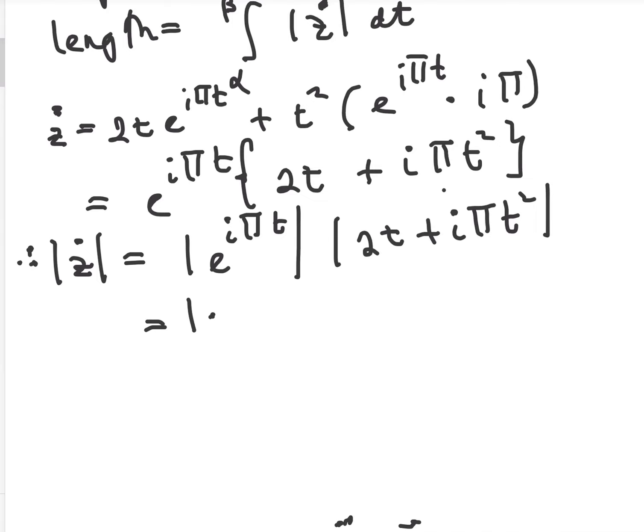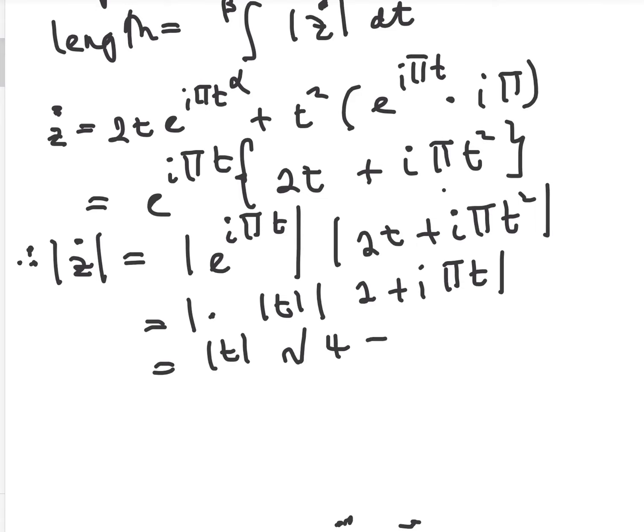It's multiplied by the mod of this complex number, which is a plus ib. And you know that the mod of the complex number a plus ib is the square root of a squared plus b squared. But before we do that, we can remove t as a common factor. So this is the mod of t multiplied by the mod of 2 plus i pi t, so it's the product of two complex numbers. So this is the mod of t, and this is the square root of, square the 2, you get 4, square the pi t, you get pi squared t squared. And then it's a square root of all of that. That's the mod of z dot.